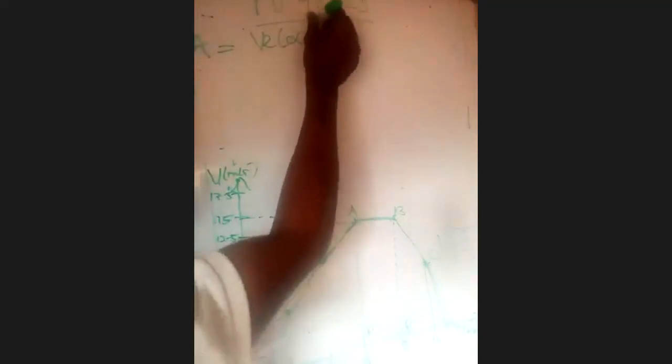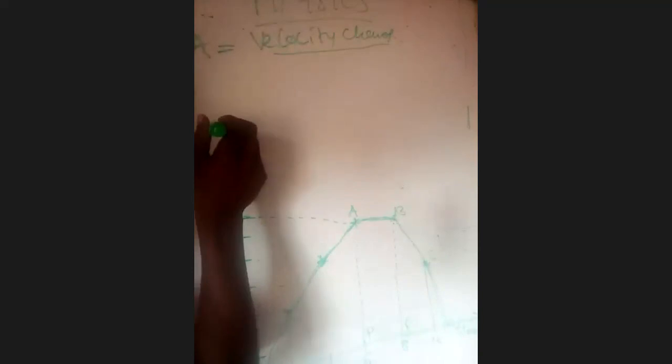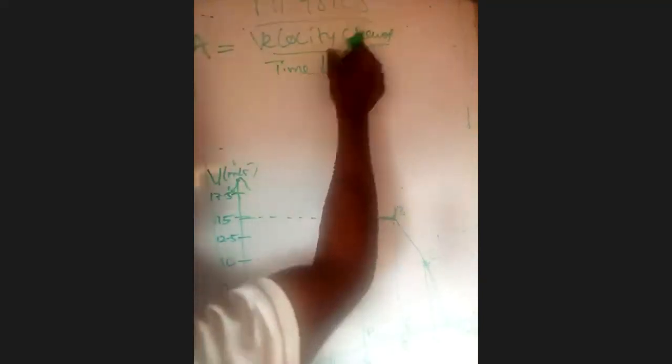So as I was saying, along OA, velocity increases with an equal amount in each second interval for the first 6 seconds. Now, the uniform acceleration along OA is given as velocity change all over time taken for change.